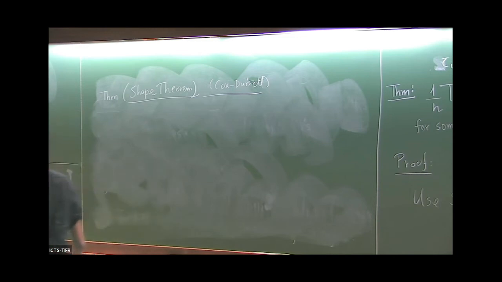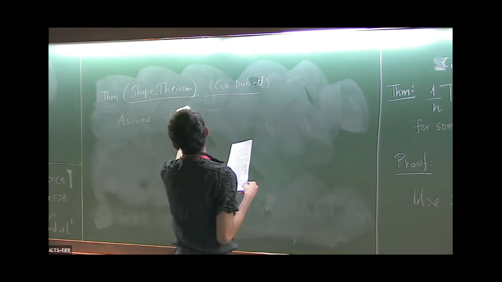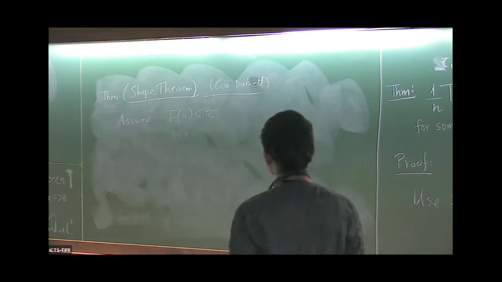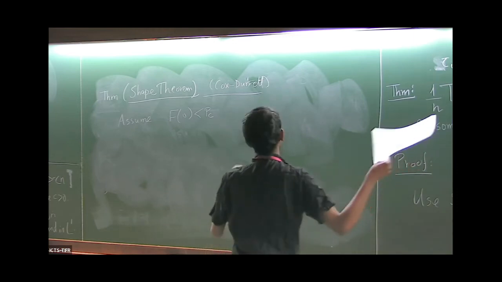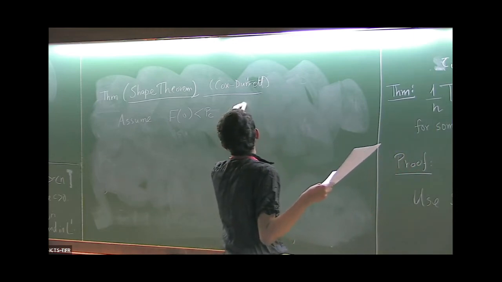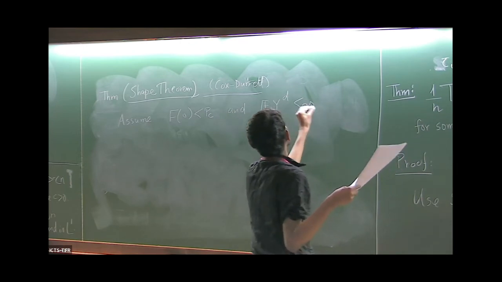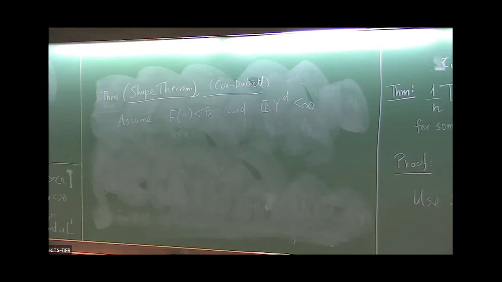So what is the statement of the shape theorem? First we assume the non-zero condition, so we assume that mu of E1 is positive, and we assume a slightly stronger moment condition. Instead of the expectation of Y being finite, we assume that Y has a d-th moment.